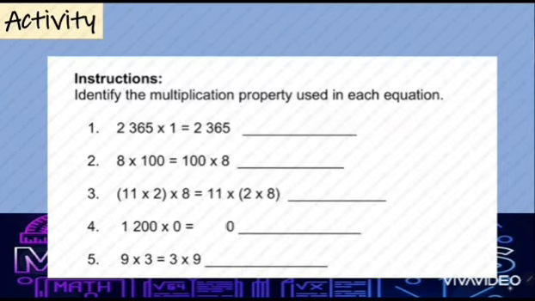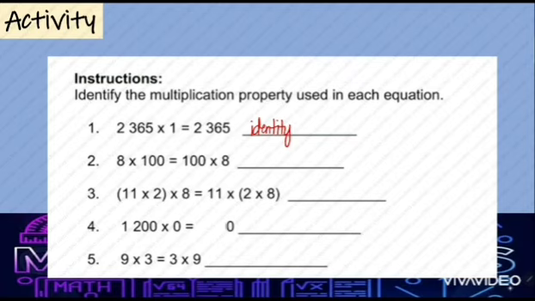Okay, let's have an activity. Identify the multiplication property used in each equation. Okay, let's answer. So, 2,365 times 1 is also equal to 2,365. Anong property ang ginamit natin dito? So, we use identity property of multiplication.